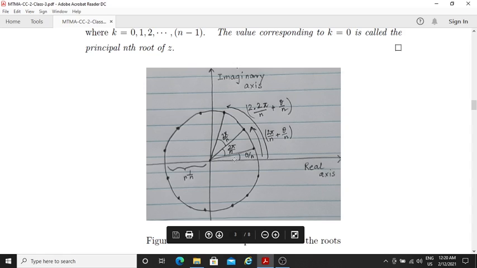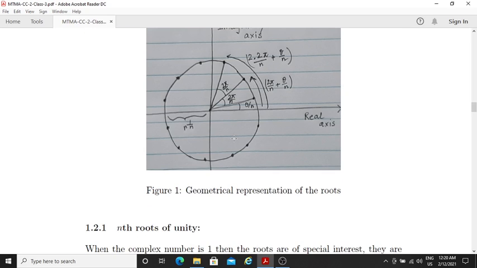So basically the roots are rotations of each other. Getting the principal root is the important thing, and then you simply keep on rotating through an angle 2 pi by n, and you get the other roots of the complex number z.